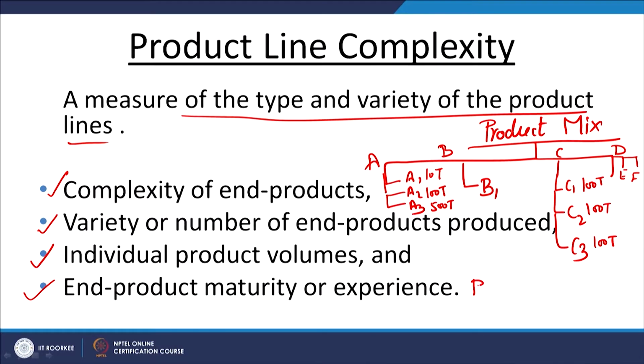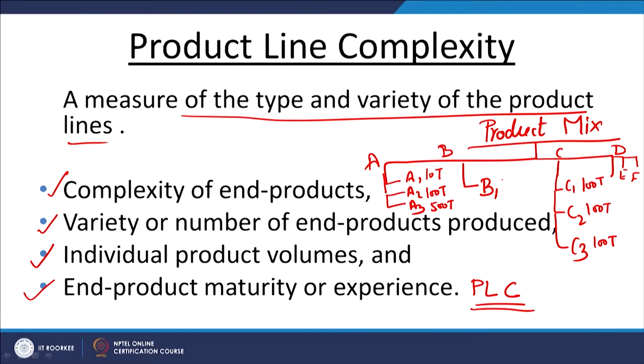Then, depending upon the stage in the life of a product, this is particularly related with the concept of product life cycle. So, it is quite possible that in a wider product mix, different products are at different stages in their lives. For example, if I have a B1 product, it may be in the maturity stage, and C3 product is in the growth stage, and A1 product is in the introduction stage.